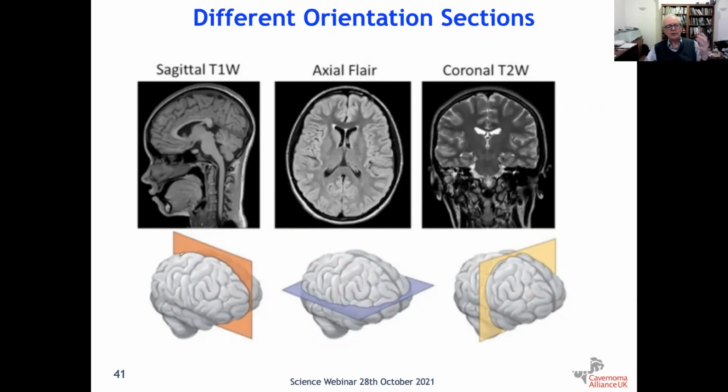Having got the structure of the whole brain in the computer, you can then play around with it. You can expand it, you can look at different section levels. You've got a great deal of versatility about what you see.